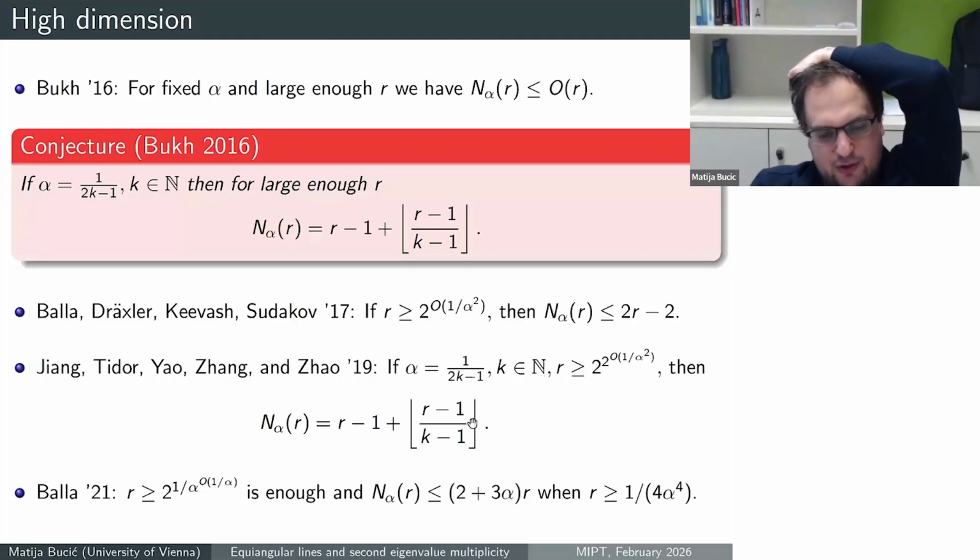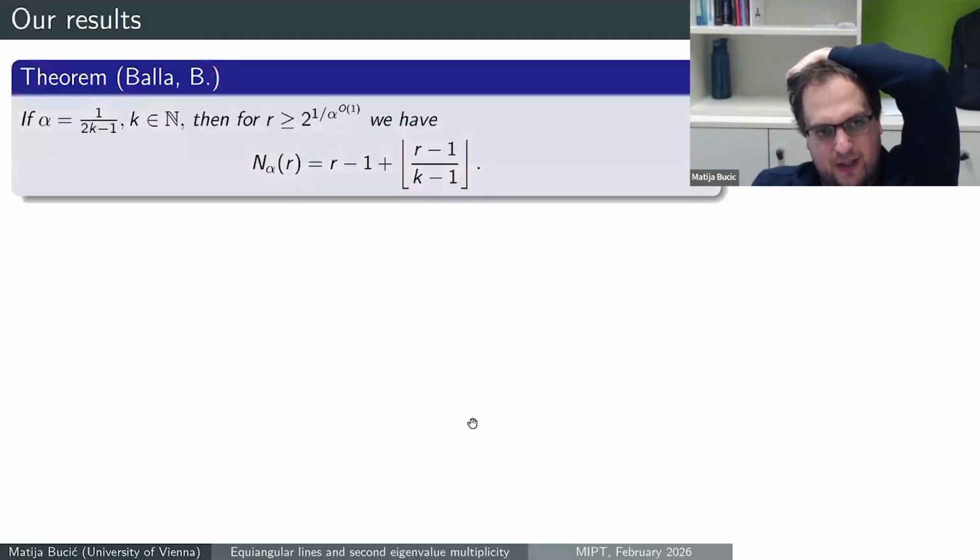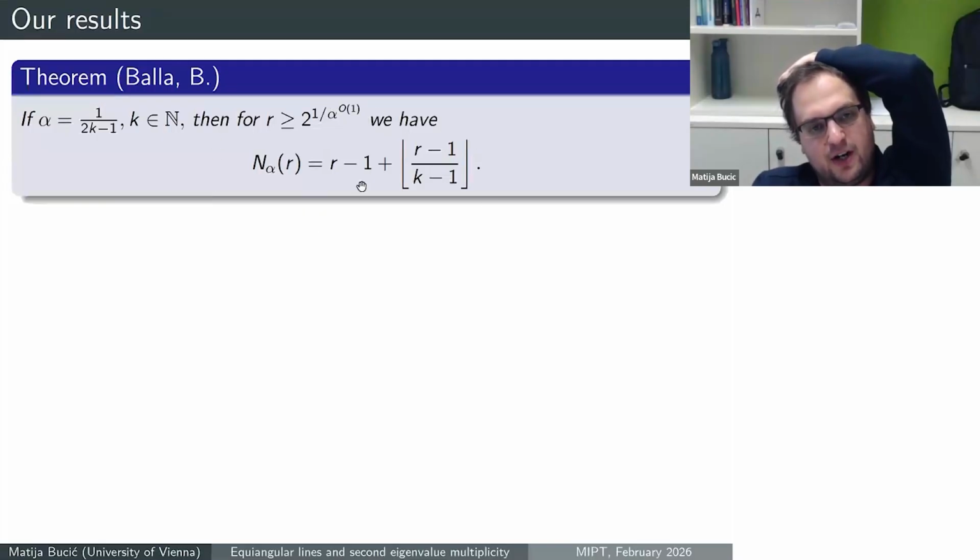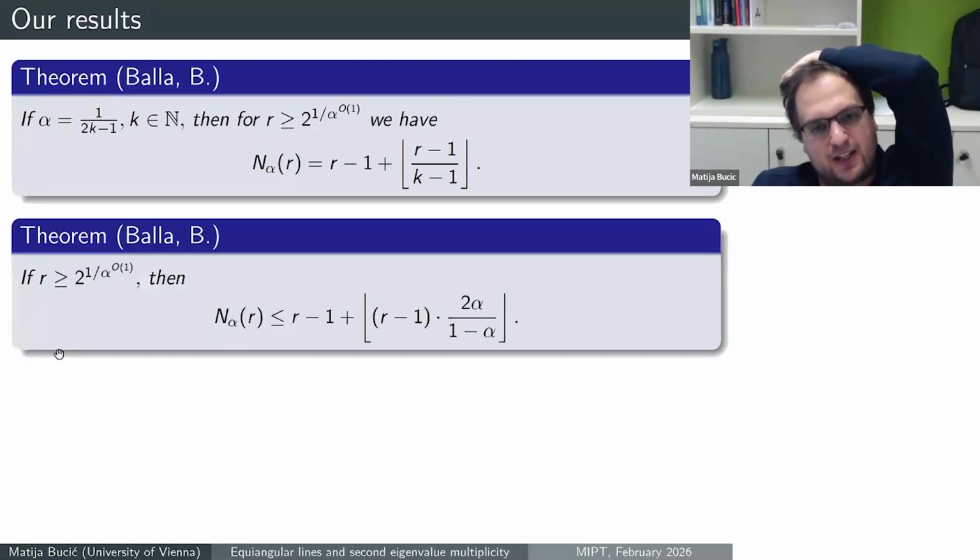Very good. So the first result I want to mention is that we finally managed to improve this double exponential requirement in the result of Yang, Yao, Tidor, Zhang, and Zhao. We managed to improve it to just an exponential requirement. So we get this exact behavior already when the dimension becomes exponential in some small polynomial in 1 over alpha. And this is actually a special case of a general result that applies for any angle.